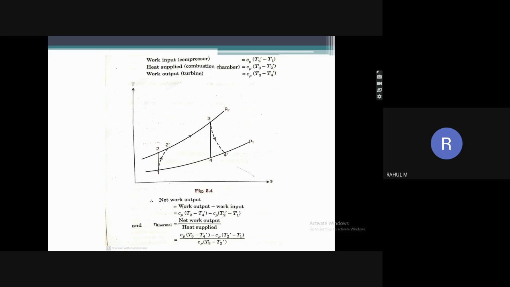Okay. So here the work input. You can see this point, the compressor is acting from 1 to 2. It is your compressor work. So the work input is Cp, specific heat at constant pressure, into T2 dash minus T1. This is the work input. Again, heat supplied. Q in is happening at this point, 2 to 3. Here the heat is supplied, and this is your Q in, the input heat, which is Cp into T3 minus T2 dash.